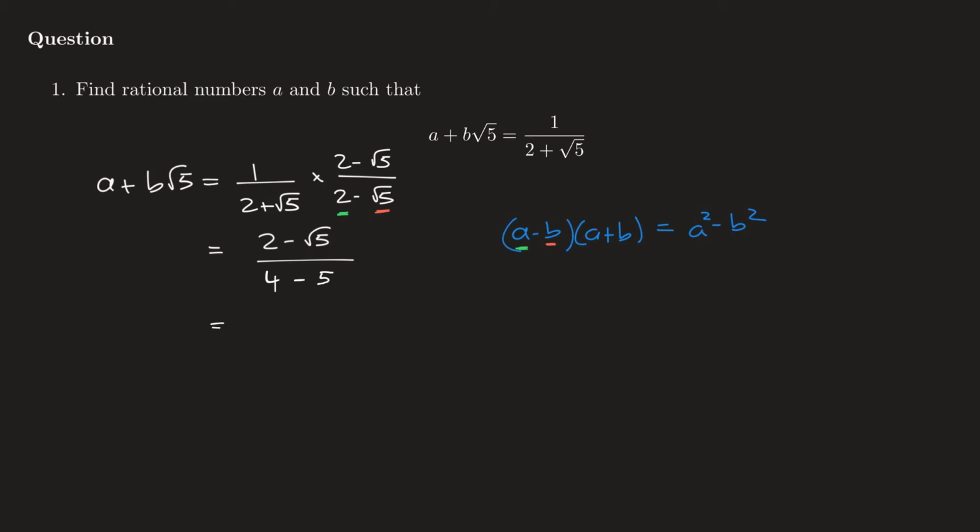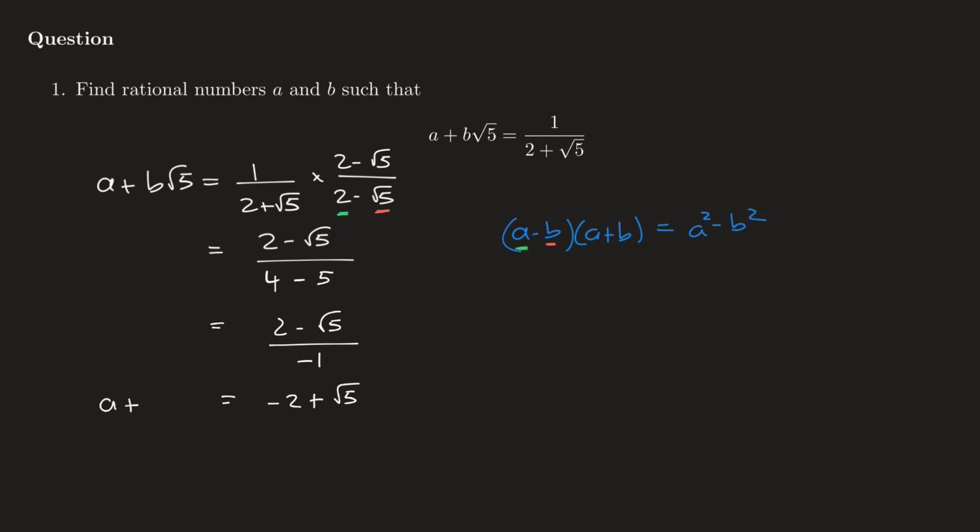So on the next line, let's simplify the denominator. 4 minus 5 is equal to negative 1. And what I always like to do, when you've got a negative sign in the denominator, is flip the signs in the numerator and get rid of that negative sign in the denominator. So the numerator is going to be negative 2 plus root 5. Now, we're at a stage where we can start to compare the left side and the right side.